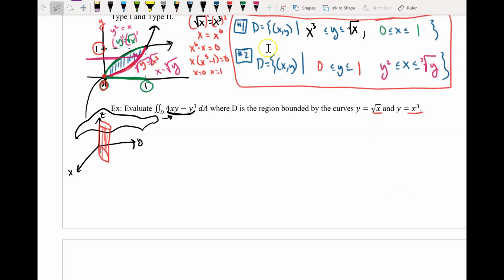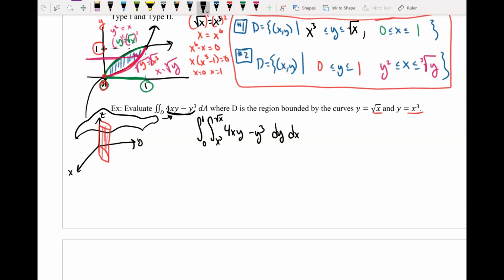Now it really doesn't matter which one you want to use. That's not relevant. If you want, you can use region 2 or region 1. I'm going to use region 1. So I'm going to take the double integral of 4xy minus y cubed. I'm going to let my y's be from x cubed all the way to square root of x. Because these are x's, that means my inner integral should have a dy. It's always kind of the opposite. And then my outer integral is going to be dx, from 0 to 1.